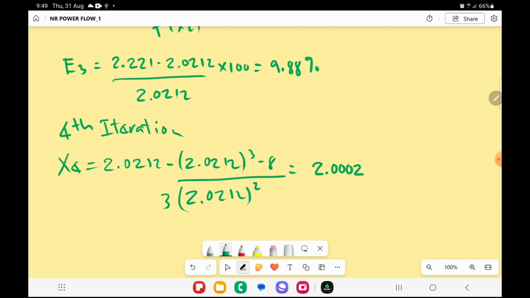So this is our last iteration, wherein we see that the answer is 2.0002, wherein we know the real answer is 2. So it is near to the real answer.